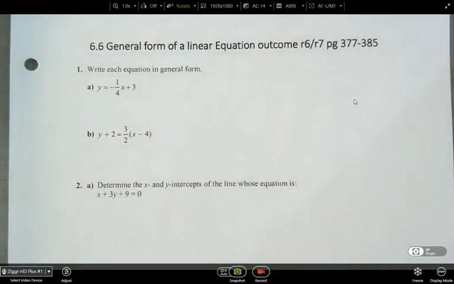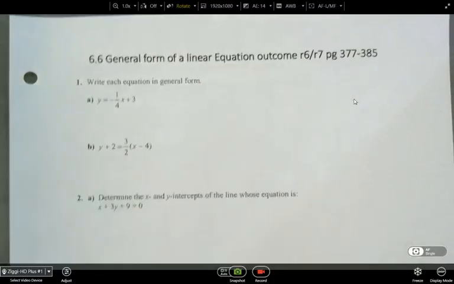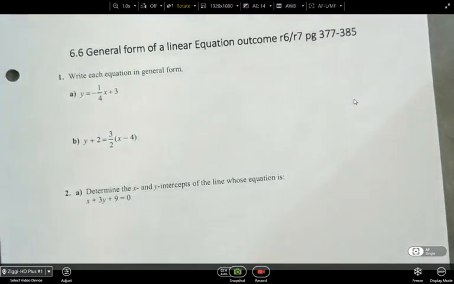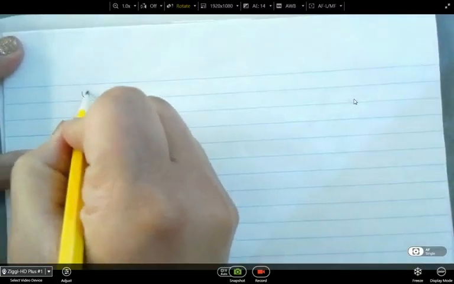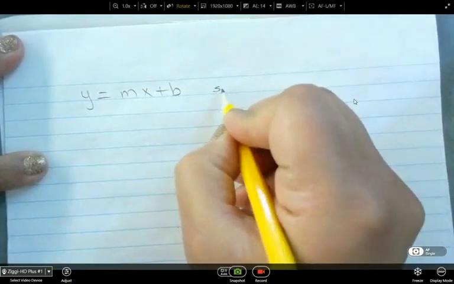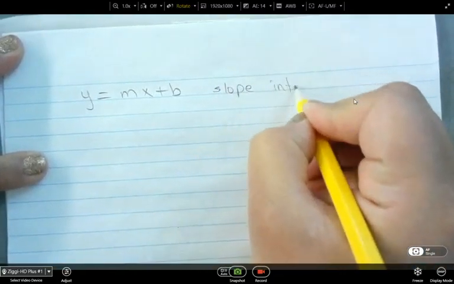Okay, so in this lesson we're going to look at 6.6, which is general form of a linear equation, outcome R6, R7. What we've talked about so far in the past was slope-intercept form. Do you remember what slope-intercept form looks like? Here, I'm going to write it down on a separate piece of paper just so that I have more room. So y equals mx plus b was slope-intercept form.